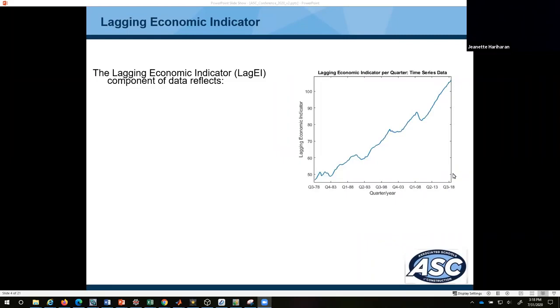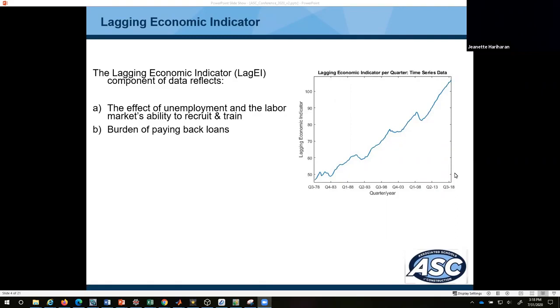The lagging economic indicator was a second variable that we used in our model. It is affected by unemployment in the labor market, the burden of paying back loans, interest payments on production and consumer services, also the cost of maintaining inventories, and it's a general gauge of the near future of the economy.